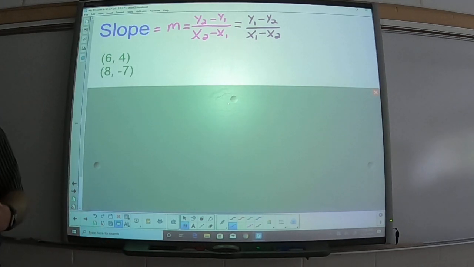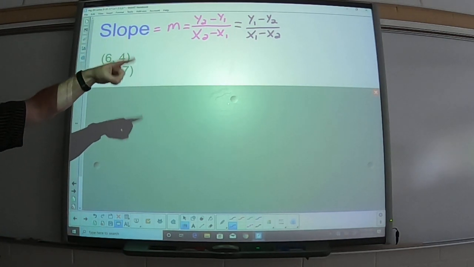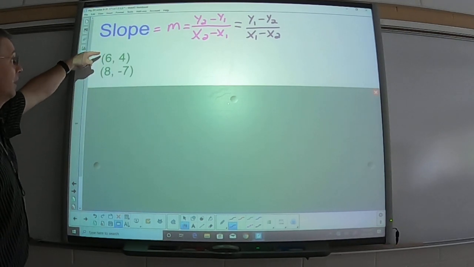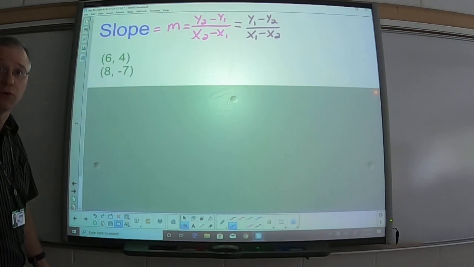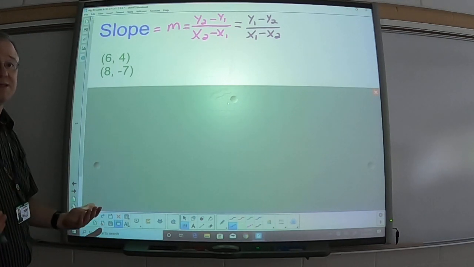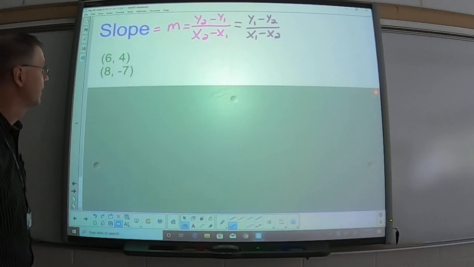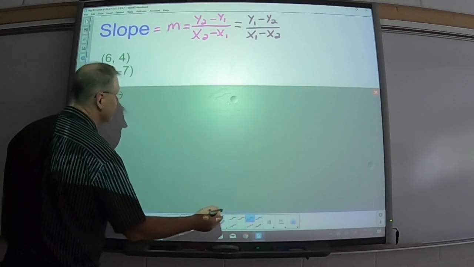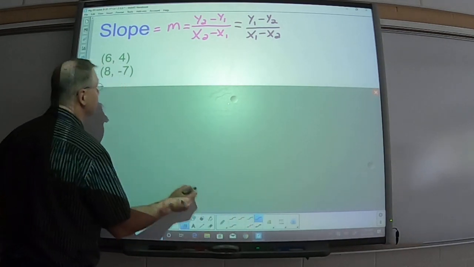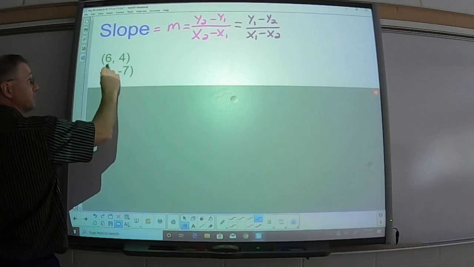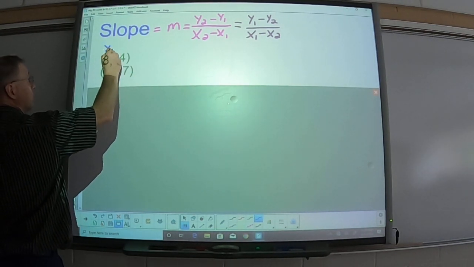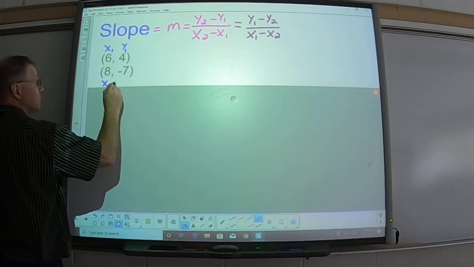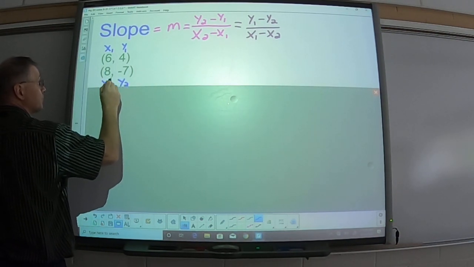Does it really matter which of these two I use? No, because it doesn't matter which one is the first point and the second point. It comes out to the same slope. So let's name these something. Let's name this the first point, this one? Sure. x1, y1. That means this is x2 and y2.